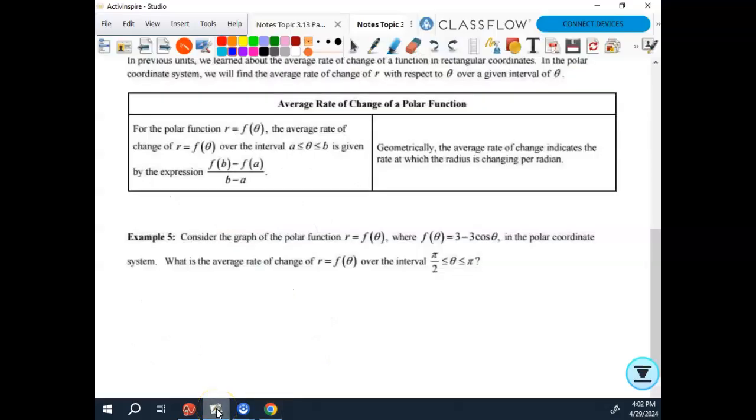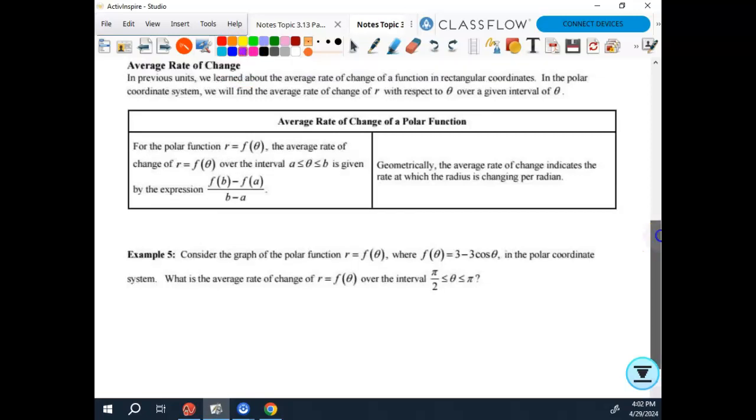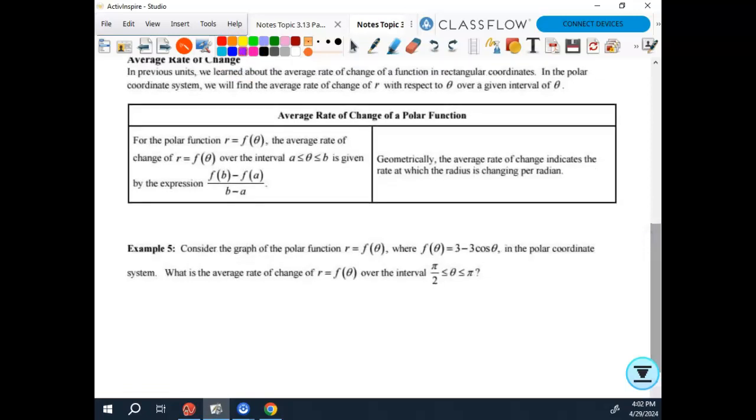All right, average rates of change. So in previous units, we learned about the average rate of change of a function in rectangular coordinates. In the polar coordinate system, we will find the average rate of change of r with respect to theta.